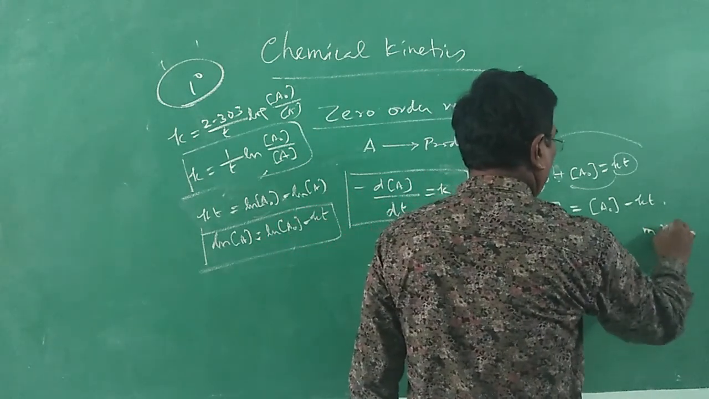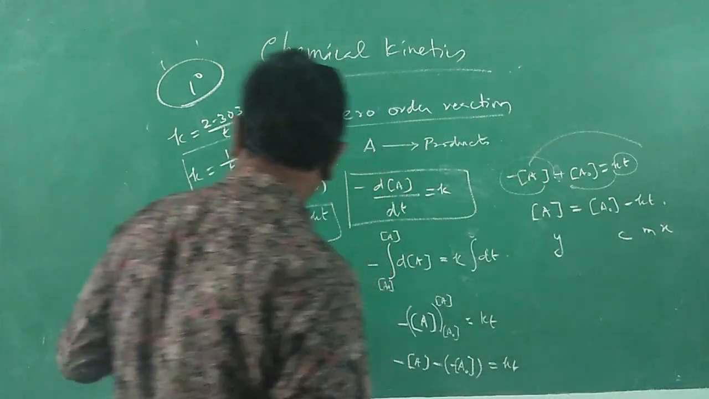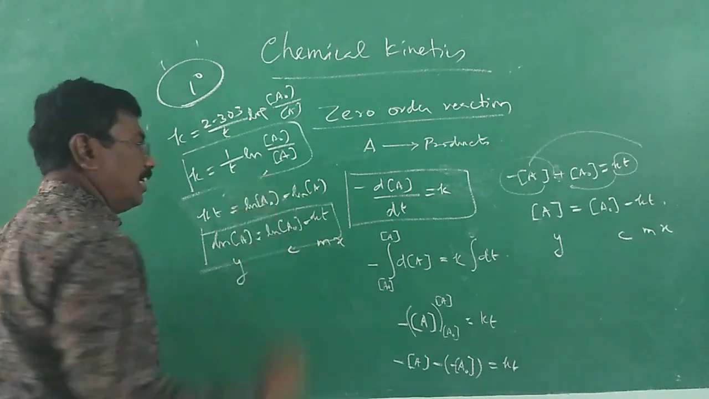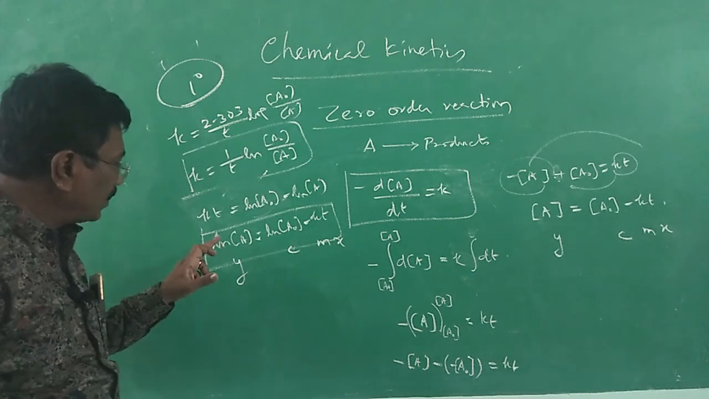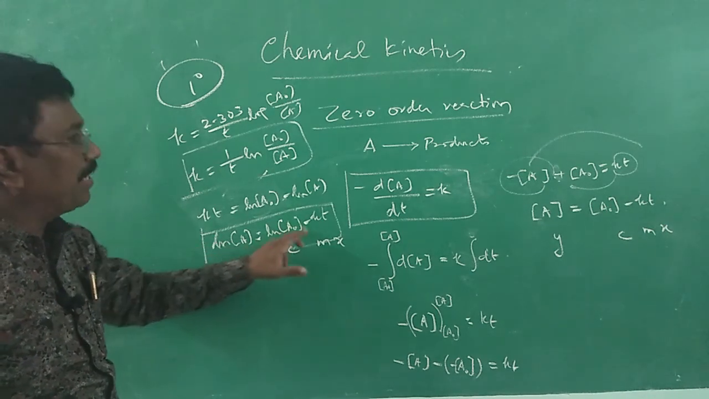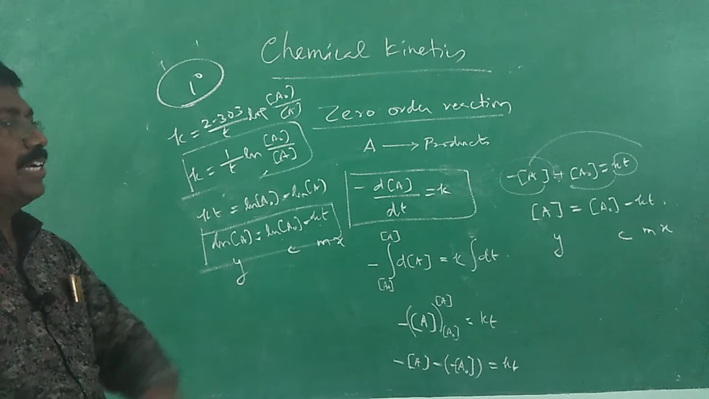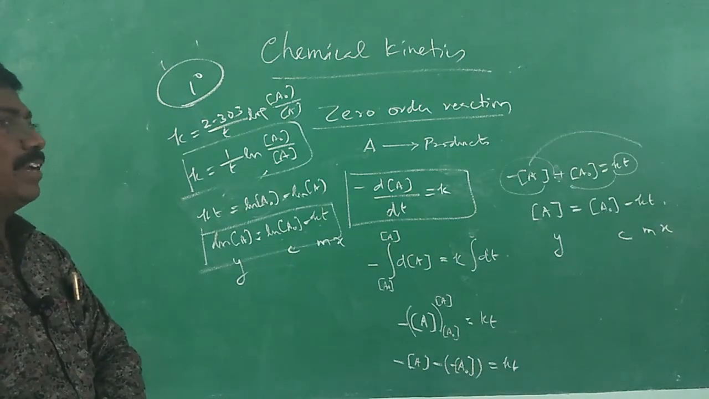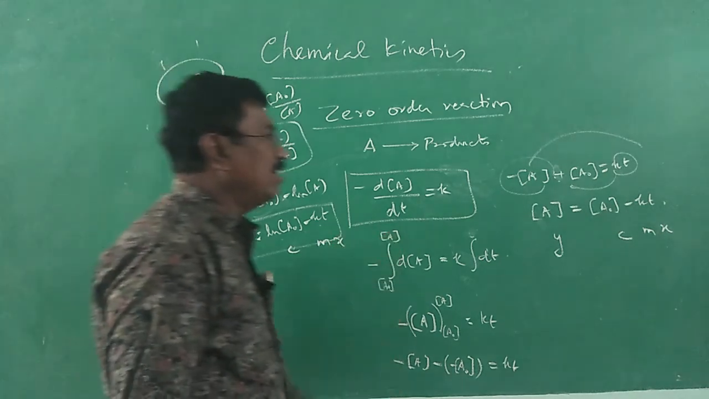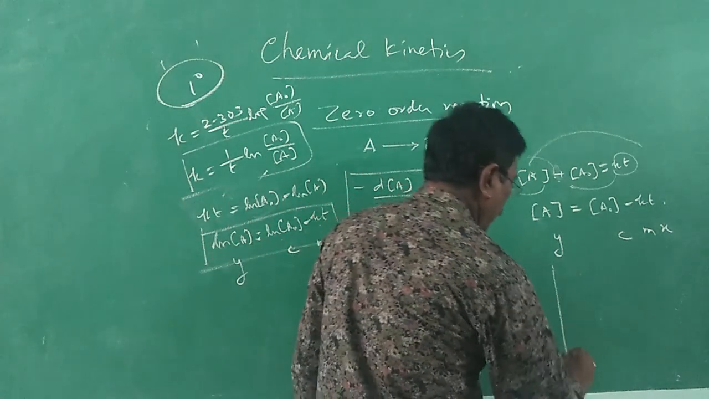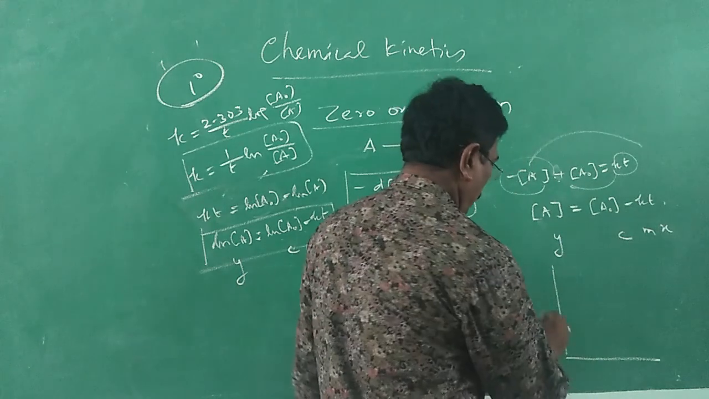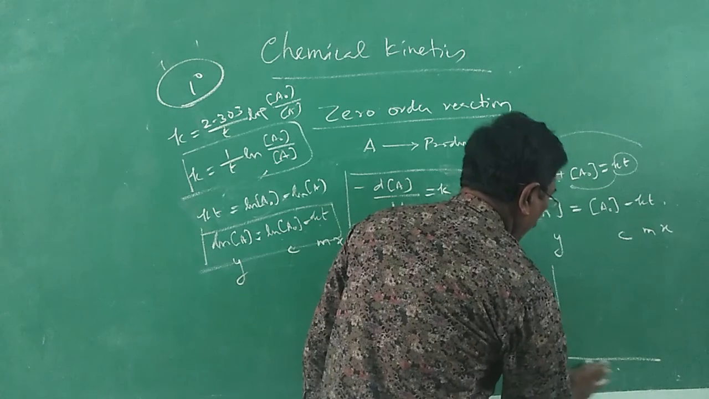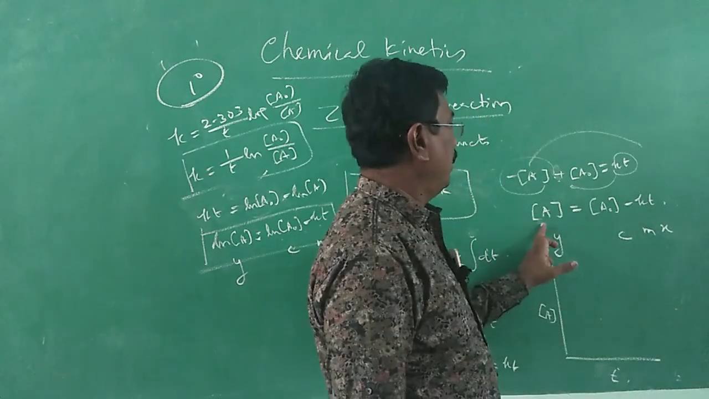This equation is of the form y is equal to mx plus c. Note the difference. There, for first order, ln a is equal to ln a naught minus kt. Here there is no logarithmic term for the zero order. It is simply a is equal to a naught minus kt. When we draw a graph, again we will be getting a straight line with negative slope. A in y axis, t in x axis.